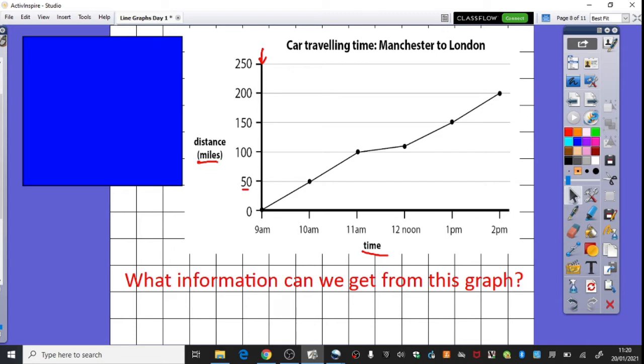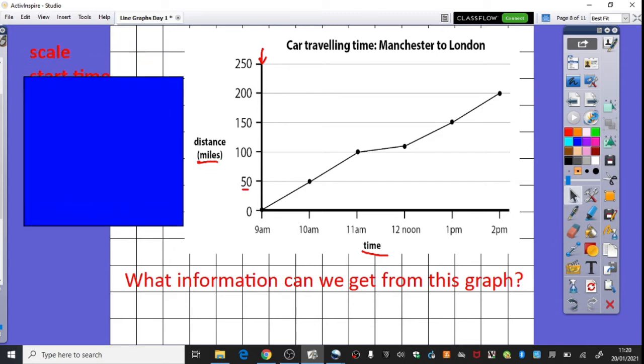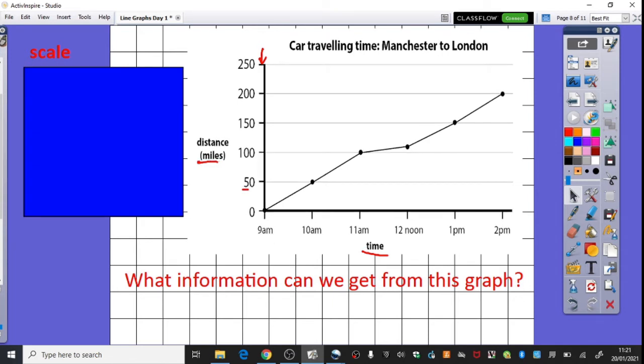Let's have a little look at this together then. Here's some of the things that I've thought about. First of all, I can obviously see a scale. We've just talked about this, haven't we? The scale goes up in 50 miles as the increments, but also the scale on the x-axis here, we can see that it's actually showing each hour of the day. Each point of data has been plotted at each hour of the day.